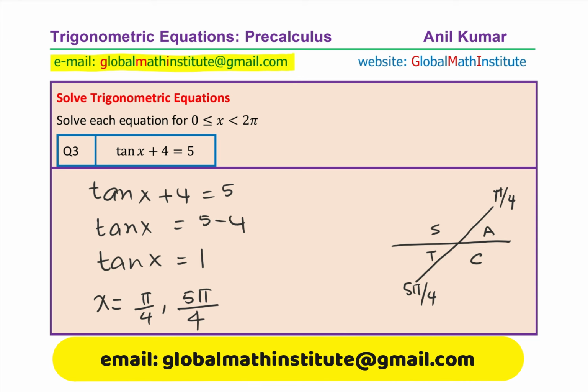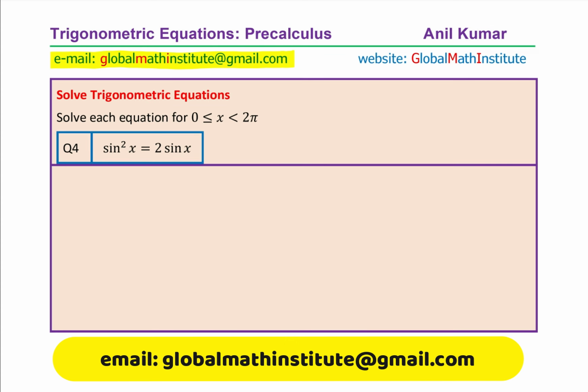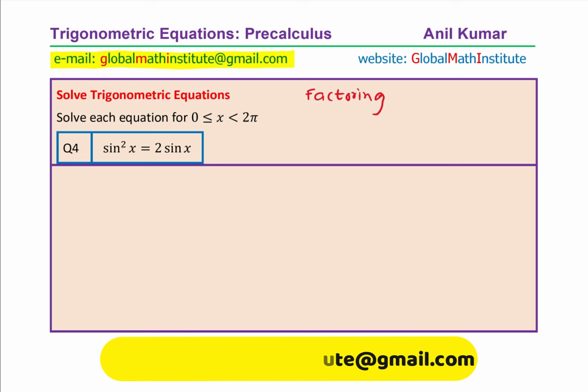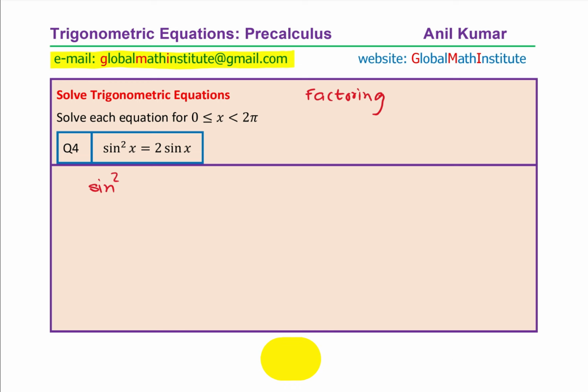Now let's continue with more questions where factoring will be involved, right? So now we'll see questions where the factoring will be involved. The first one, which is question 4, is sine square x equals 2 sine x.